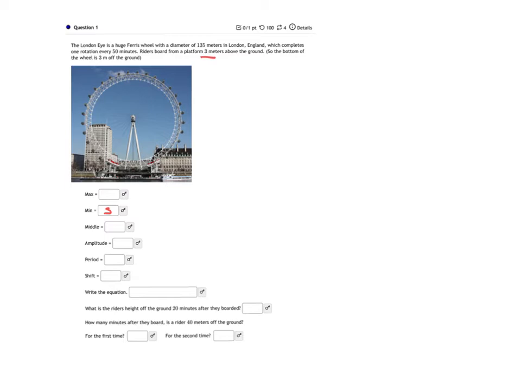To find the maximum, all I'm going to do is take the minimum, which is 3, and add that to the diameter, which is 135. So if we look down here at the drawing, this would be 3, and then this part here would be 135, so I would have to add those together, and that will give me 138.